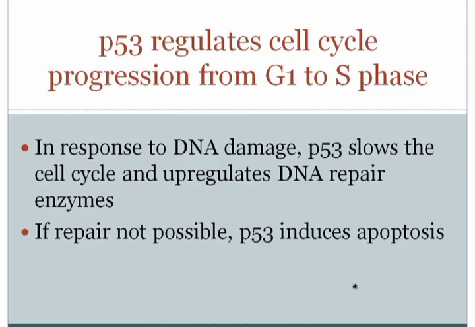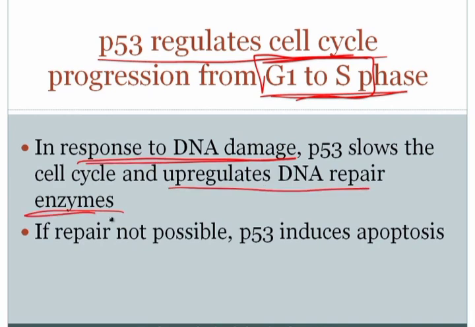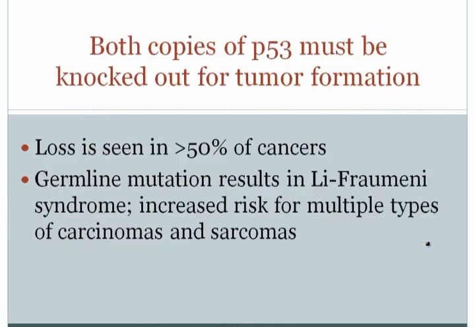All right, so let's read together. What do I say here? p53 regulates the cell cycle, in particular progression from the G1 to S phase. Now again, what does p53 do? In response to DNA damage, p53 upregulates DNA repair enzymes. However, if repair is not possible, p53 induces apoptosis. And I've already explained how apoptosis would occur.